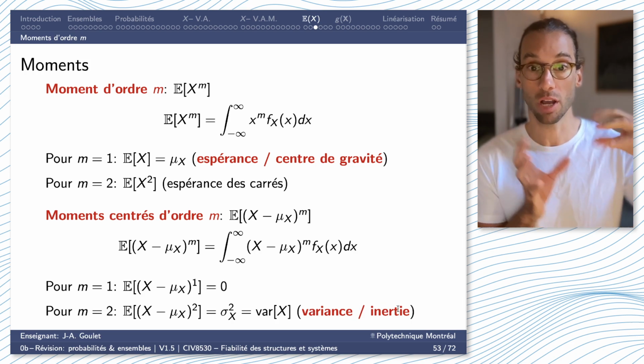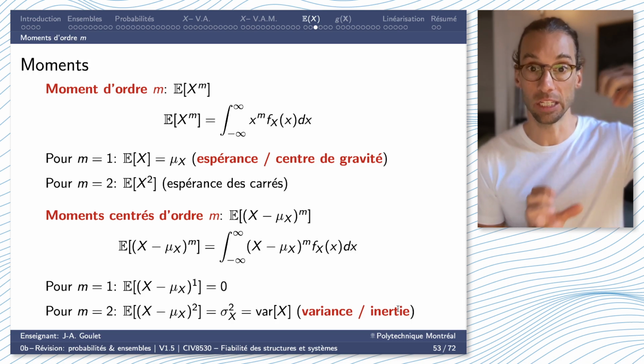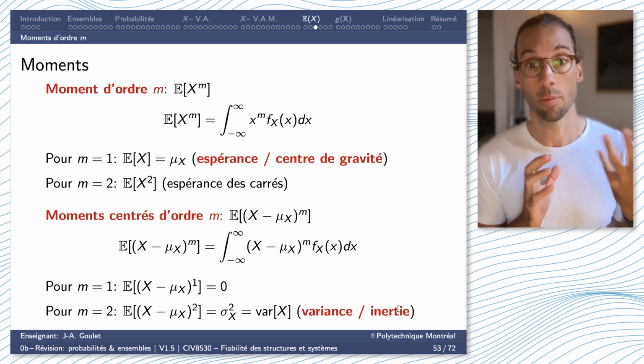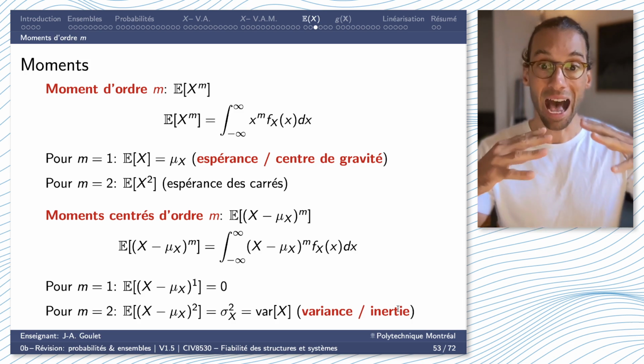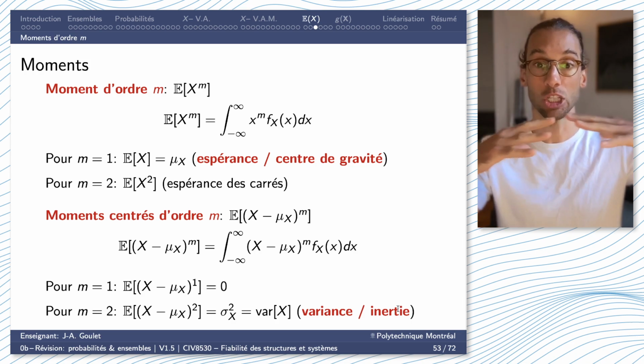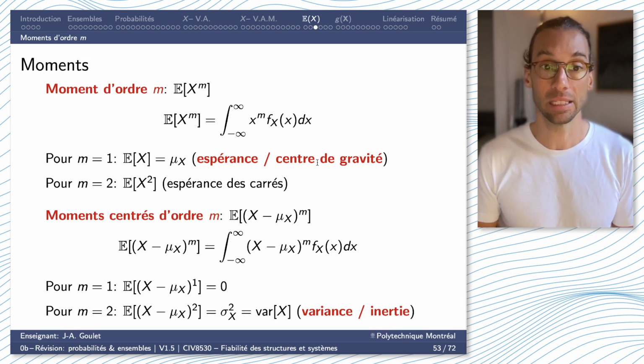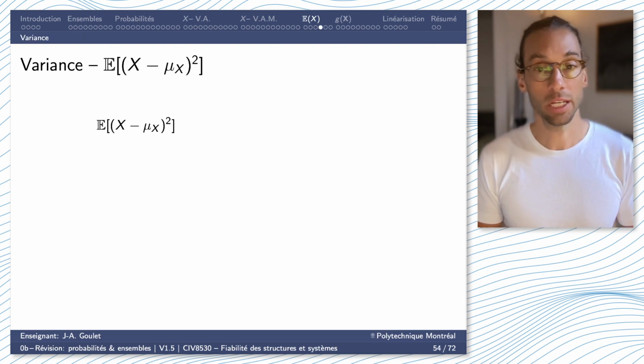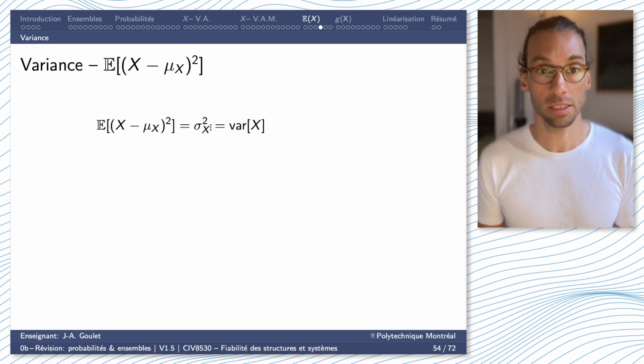How much in a cross section the material is dispersed around the center of gravity is going to be the inertia. In the case of a probability density or probability mass function, how much that probability density function is spread around its expected value. So if we dig a little deeper in the notion of variance, what we just defined earlier, in short form, we're going to define it like this, sigma square. So the standard deviation square is going to be my variance.